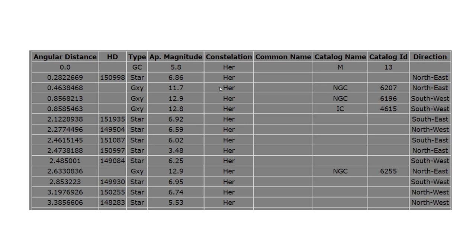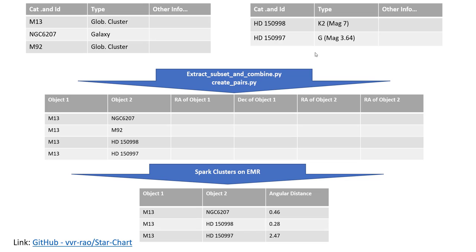And by the way, this is a more extensive representation of the data. There's a lot more data near M13 than just NGC 6207 and the star. There are a lot more galaxies and a lot more stars that you need the relationships between. So there's a lot of code on my GitHub, and the link to my GitHub is over here. Fundamentally, you could look at my code in two sets.